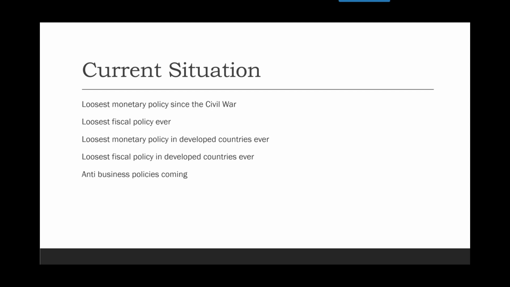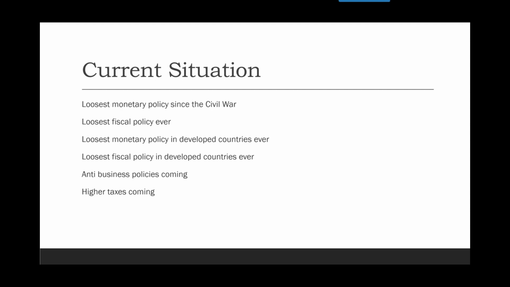We also have a number of anti-business policies coming. Some have already kicked in, such as banning fracking on federal lands. But in addition, we're going to see a continuation of those. The Biden policy is to be anti-business, so I don't think there's any controversy that that's their policy. Also, no controversy that we're going to have higher taxes.